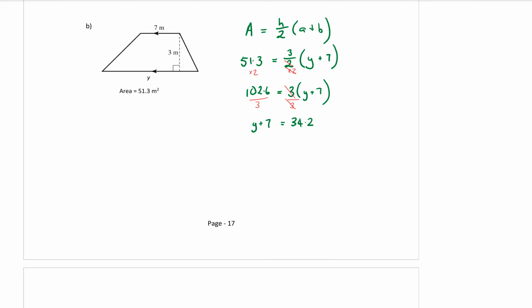Prefer the y's on the left, so at some stage you need to switch sides. Okay, last step is to subtract that 7. Write the instructions on there for those of you who like it. So minusing that 7 off is 27.2 meters, the length of the base of that trapezium.